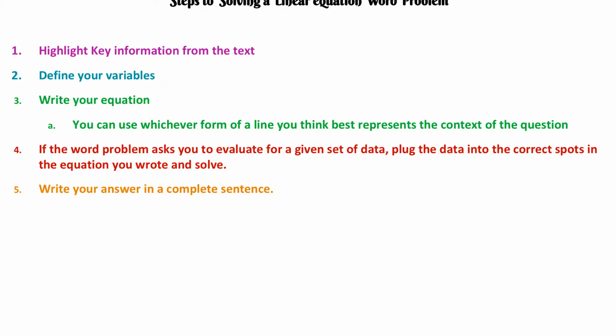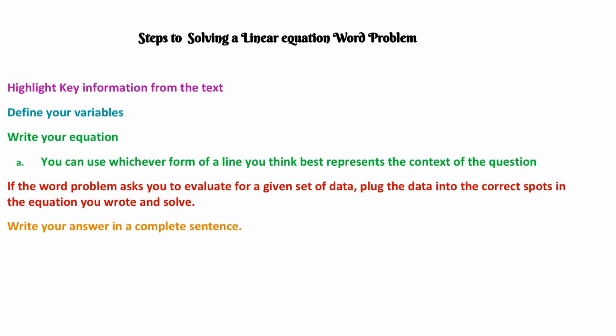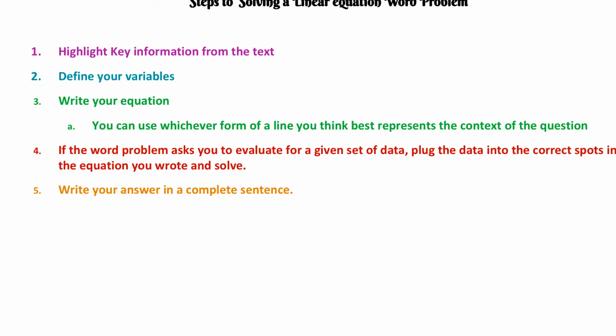So there are some steps to solving a linear equation word problem. The first step is to highlight key information from the text. Define your variables. Then you need to write your equation. You can use whichever form of a line best represents the context of the question. In one question, you might use slope-intercept. In another question, you might use standard form. Or another question might use point-slope. You get to pick whichever equation you think best represents the data.